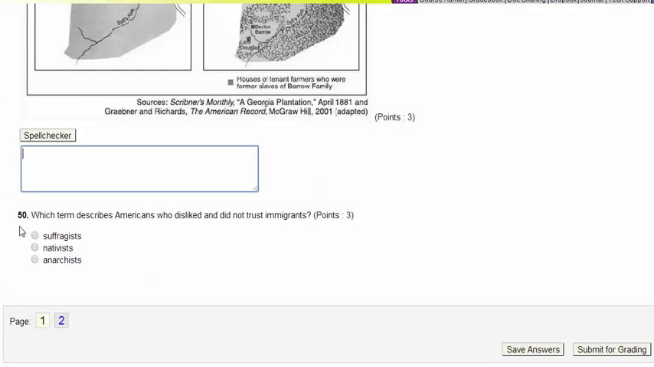Number 50, and your last question, which term describes Americans who disliked and did not trust immigrants? Were they known as suffragists, nativists, or anarchists?